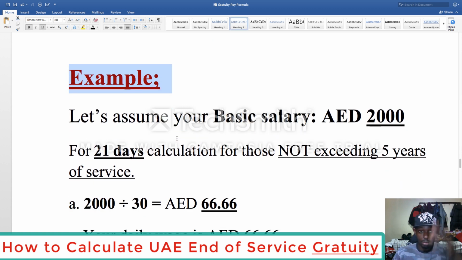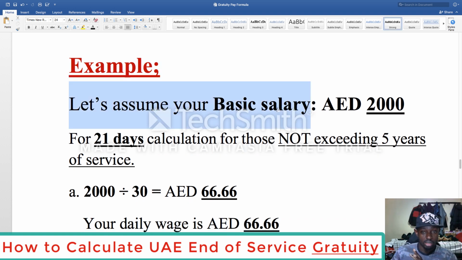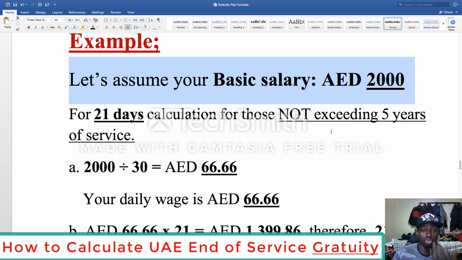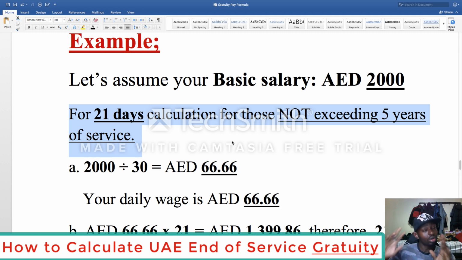Now, if you want to exemplify this with mathematical figures, we are going to come out with this particular amount. See, let's look at this one. Assume that your salary is 2,000. Yeah, let's just assume that your salary is 2,000. Now, if you want to calculate your gratuity, what do you do? Now, remember the 21 days calculation for contract not exceeding 5 years, because after 5 years it is 30 days calculation. This gratuity, we are under limited contract, don't forget.